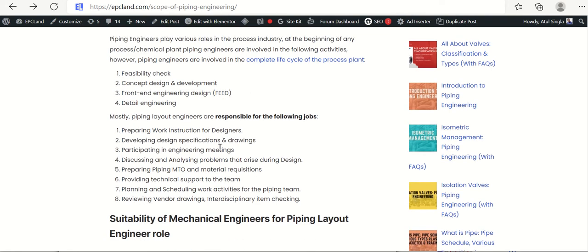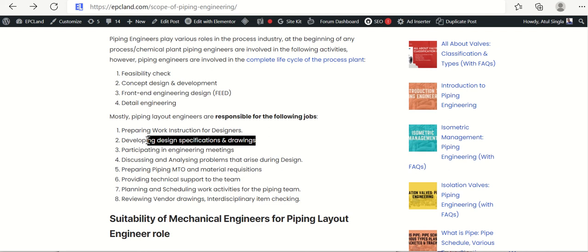So let us see what are major responsibilities. Preparing work instruction for designers. If there are 3D modelers or 2D draftsmen, they have to prepare the work instruction for them, which will be the basis for all the designers. Developing design specifications and drawings.